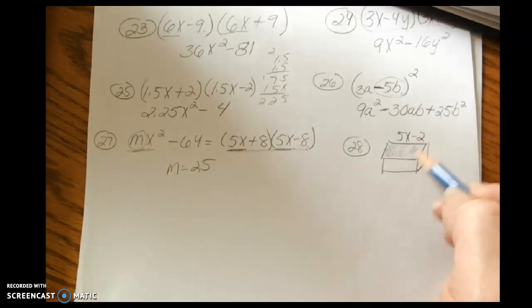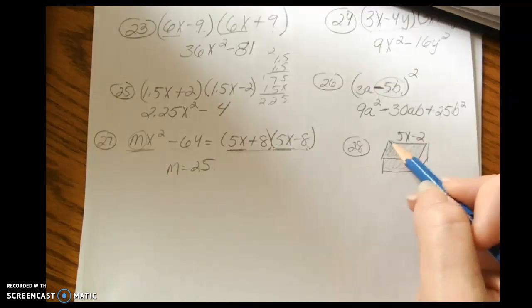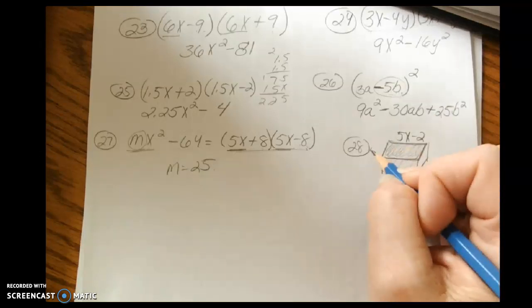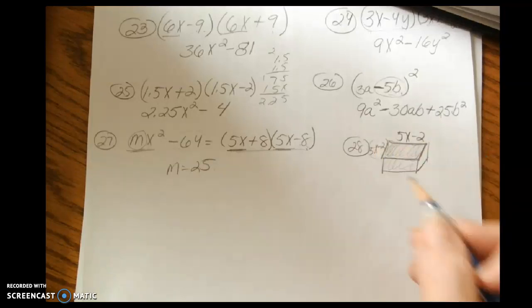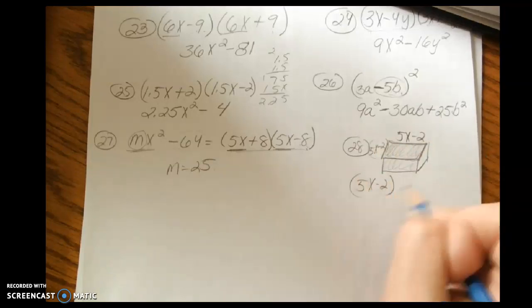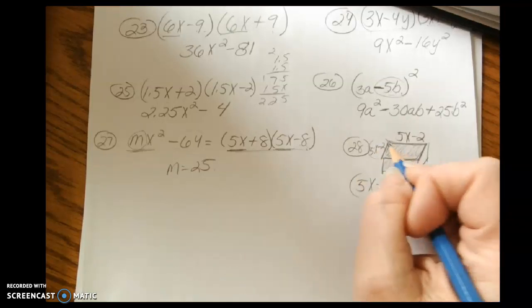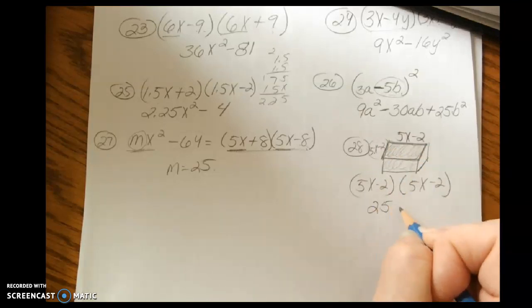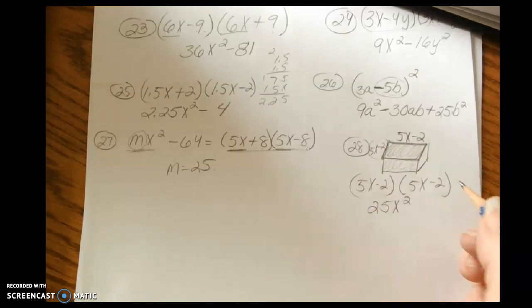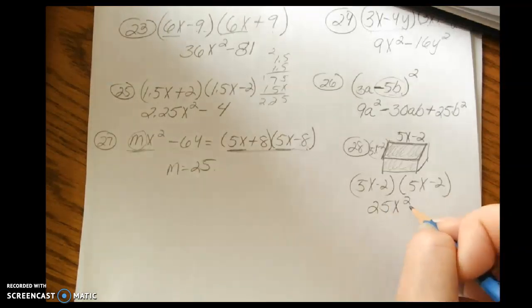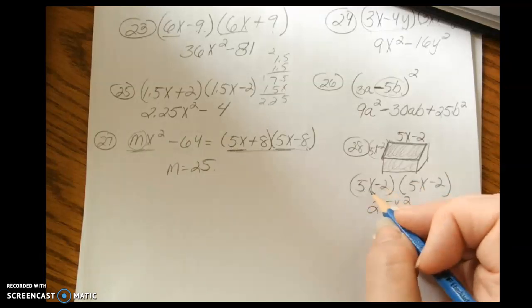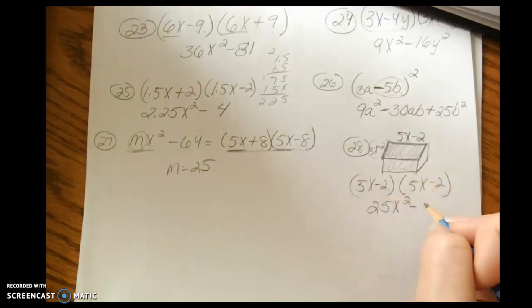Surface area is if we were painting the outside, and so to find the area of one of these squares would be 5x minus 2 times 5x minus 2. That's this side times that side. When I do that, I have 25x squared minus, I'm going to do 5 times 2 times 2 with a negative. So 5 times negative 2 is negative 10, times 2 is negative 20x plus 4.